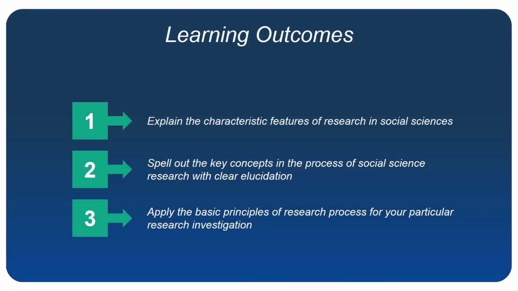First learning outcome is to explain the characteristic features of research in social sciences. The second expected outcome is to spell out the key concepts in the process of social research with clear elucidation. And finally, the learning outcome is to apply the basic principles of research process for your particular research investigation. With these three learning outcomes, let me move on to the topic as such.